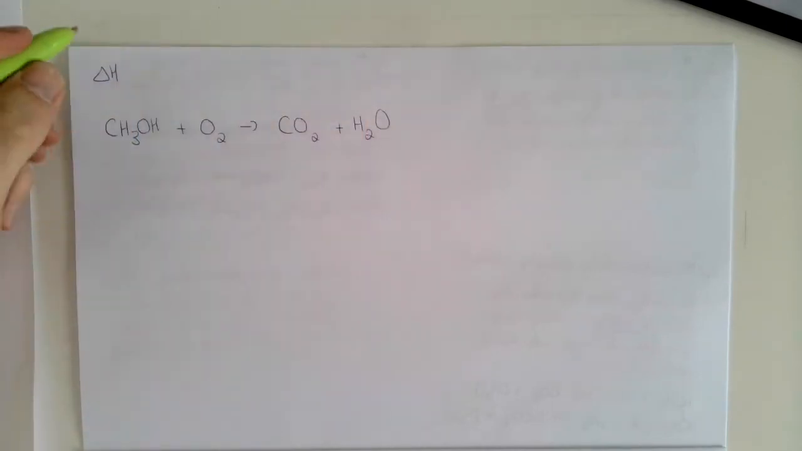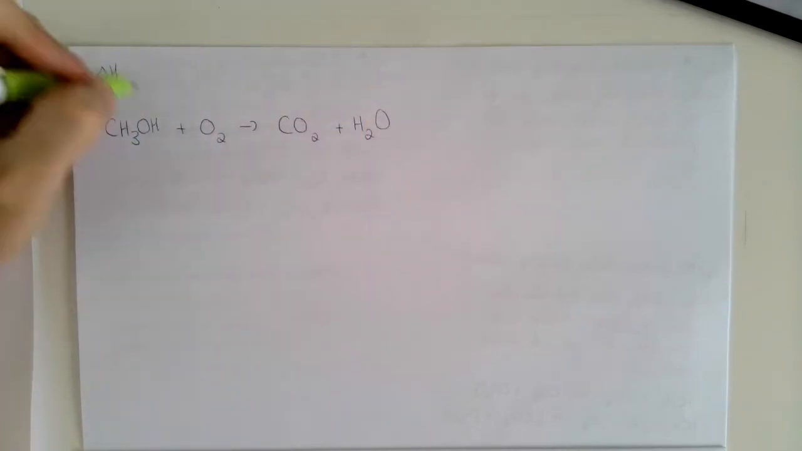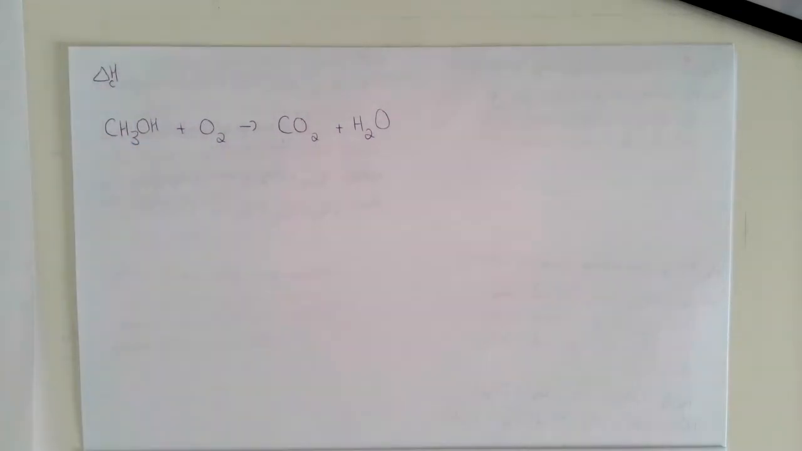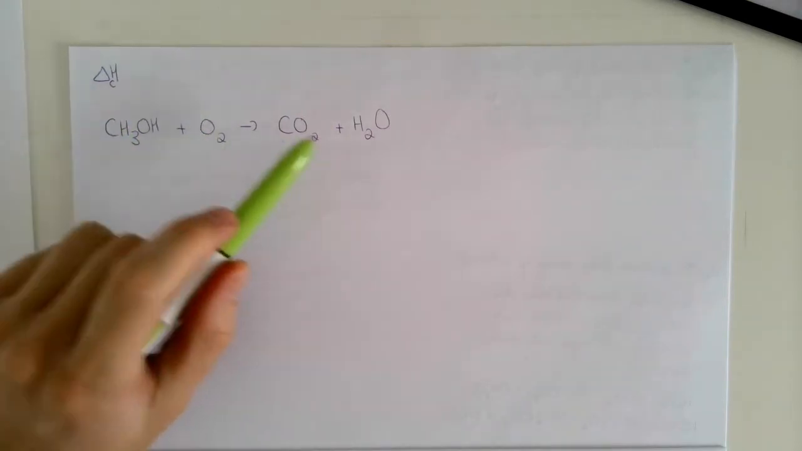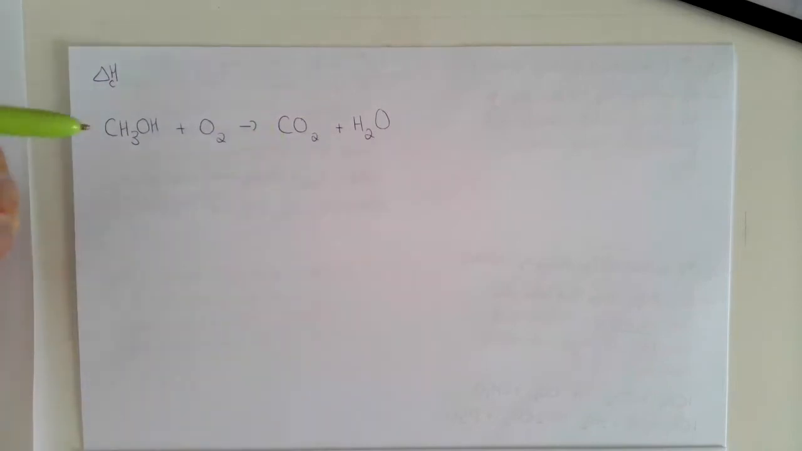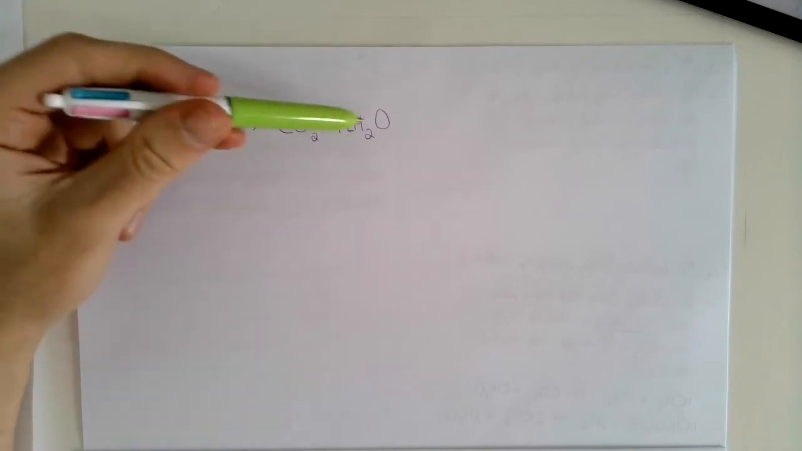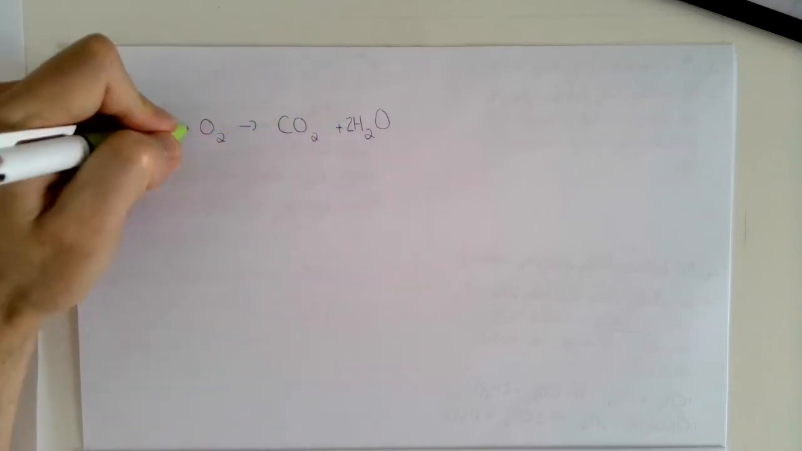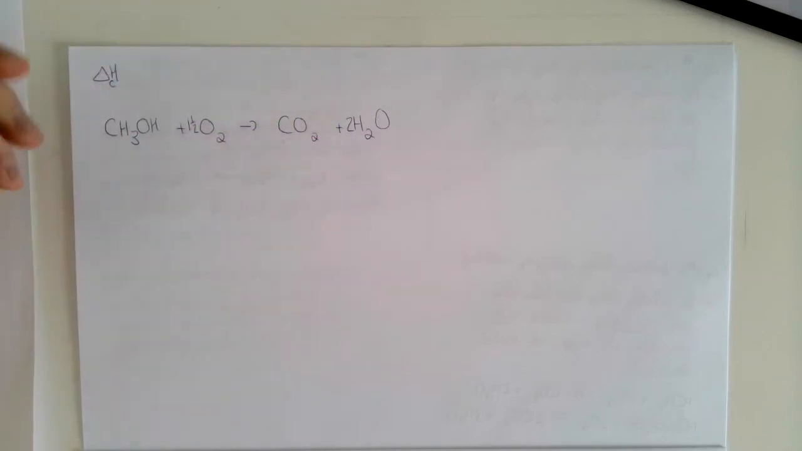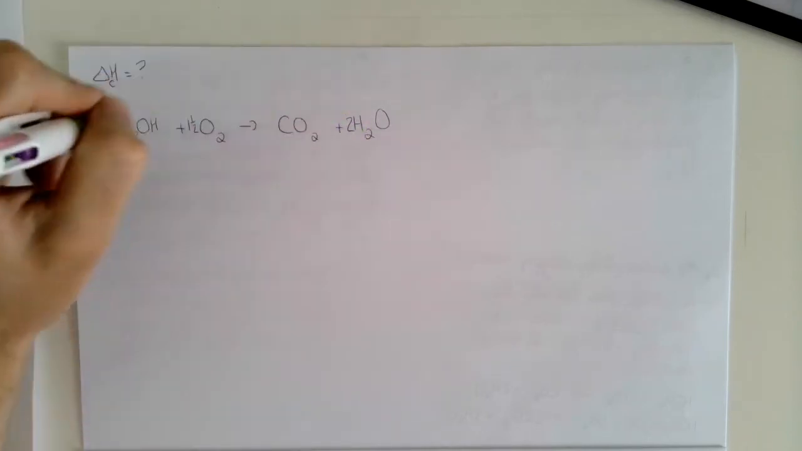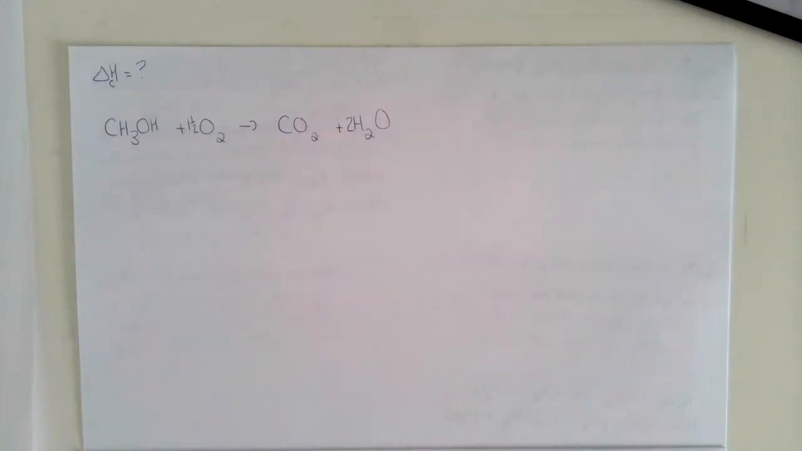So let's say we were asked to work out the enthalpy change for this particular reaction. It's a combustion reaction, so we're burning 1 mole of methanol completely in oxygen to make carbon dioxide and water. We need to balance the equation, so we'll have a 2 here, and 1, 2, 3, 4, and 1.5 over this side. So we've been asked to work out the enthalpy change of combustion for this particular reaction.